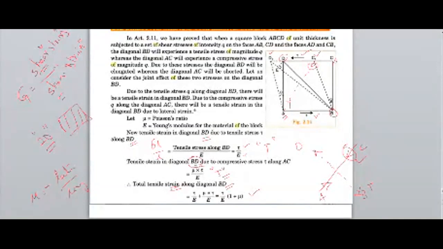Next, we need to see a graphical view. C is elongated to C dash and D is elongated to D dash. The position now is A, C dash and D dash, when the load, that is shear stress, is applied on the face. Therefore, what is the increment in the diagonal BD?